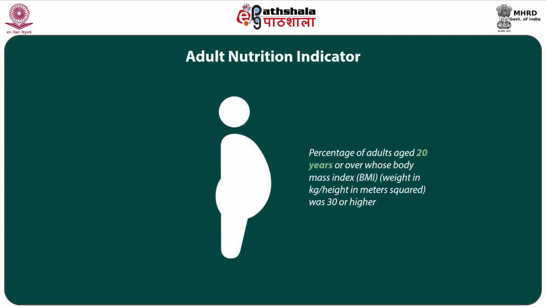Let us understand the adult nutrition indicator: percentage of obesity among adults aged 20 years or more. Here we are talking about the percentage of adults aged 20 or more whose body mass index, BMI, was 30 or higher. Body mass index is weight in kgs divided by height in meters square. Weight in kilograms is the numerator, and the denominator is height in meters square.